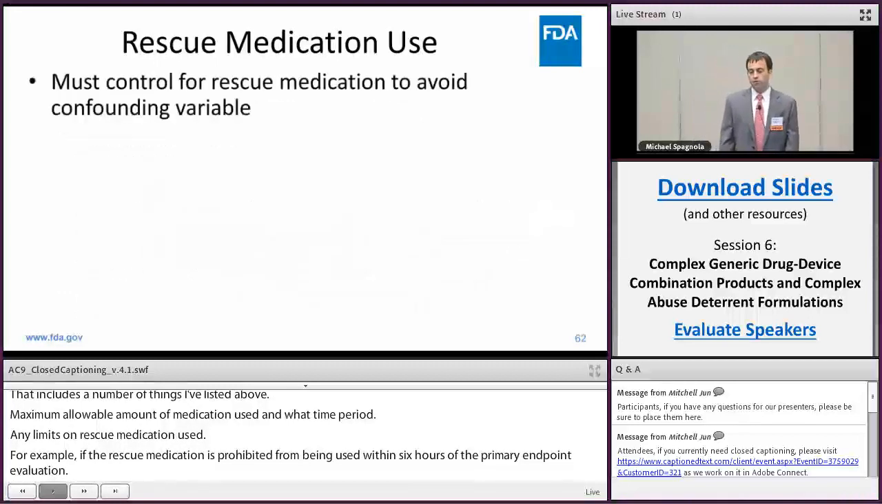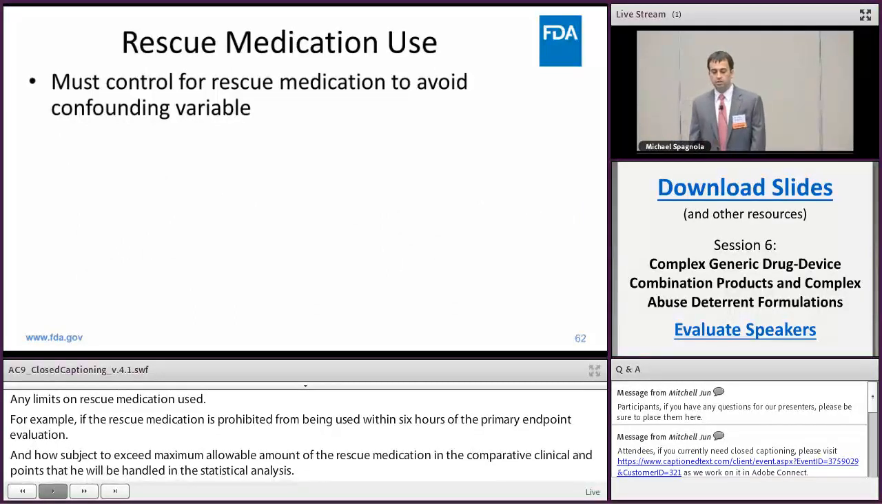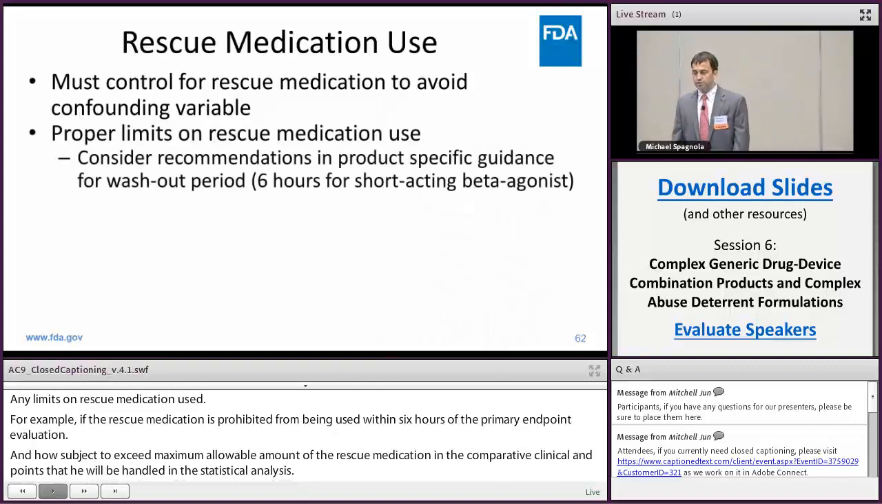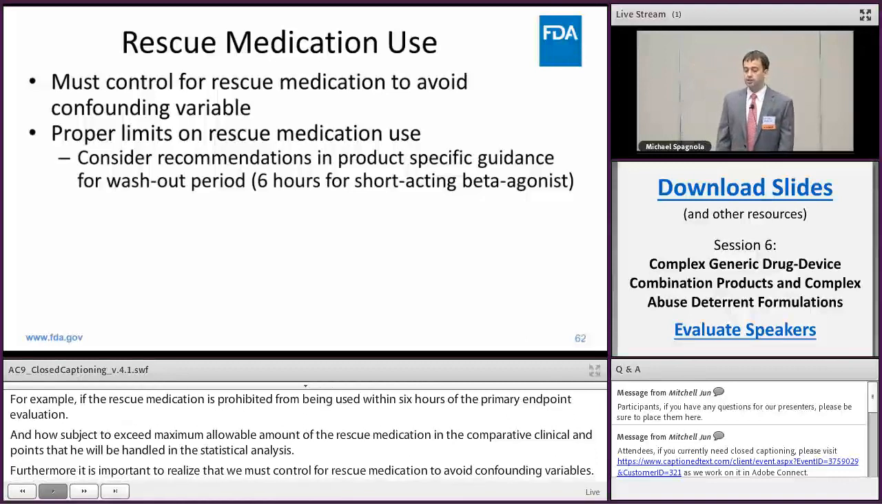Furthermore, it's important to realize that we must control for rescue medication to avoid confounding variables. And so, as I mentioned, most of the product-specific guidances provide recommendations on the washout period, or the time that the rescue medication cannot be taken before spirometry evaluation. And we ask that you consider those recommendations in designing your study.